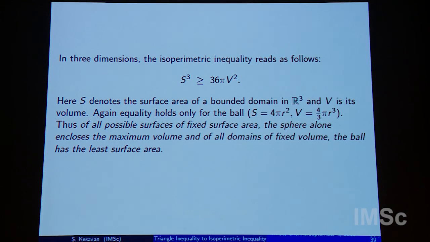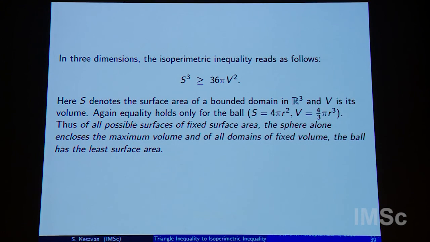And of course, equality holds for the ball. Surface area is 4 pi r squared, volume is 4 by 3 pi r cubed, and therefore you will have equality. And again you can show, and it is far more difficult than the previous case. In 2 dimensions, at least Fourier series helped us to do it. Here it is even more tough. You need some work with partial differential equations, and there you can show that if you have equality, then it has to be a ball. Only the ball. So how do you interpret this as a shape optimization problem?